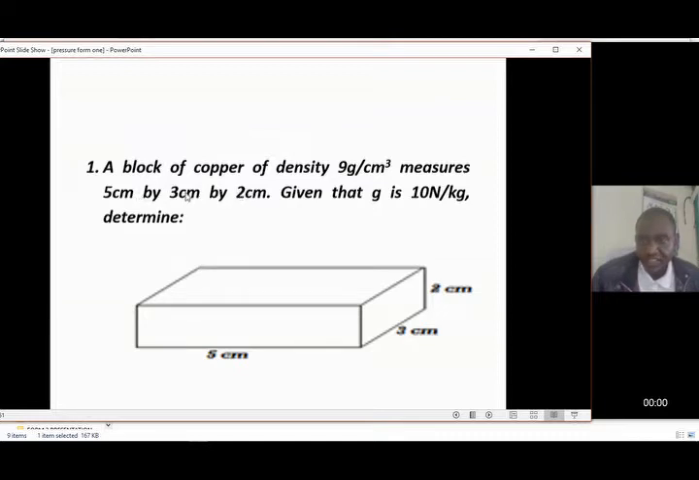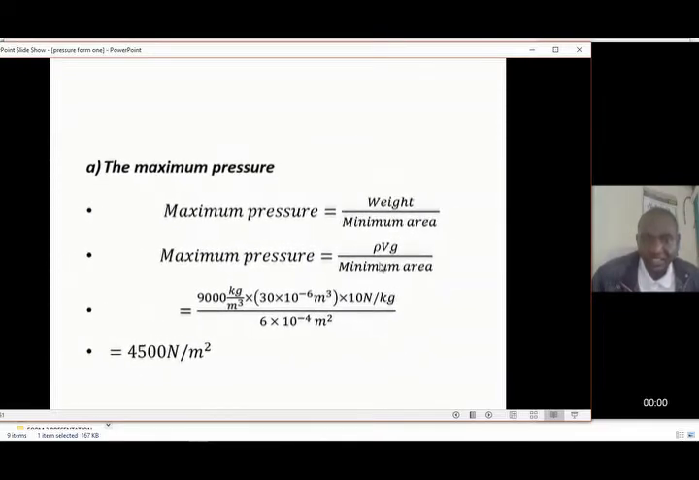5 times 3 is 15, 15 times 2 is 30. Density is mass over volume. So we have got mass as density times volume. That's why we have placed here density times volume. Now this is mass. Then multiply by G to get weight. Then over minimum area. So 9000 is density in grams per cubic centimeters converted to kilogram per cubic meter, multiplied by the volume, which must be converted to cubic meters, which is actually 30 times 10 to the power of negative 6.